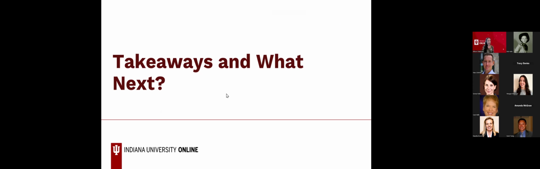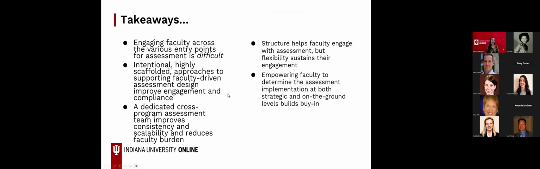So some of our takeaways and what's next. Engaging faculty across all of these different entry points for assessment is difficult. Assessment is hard, and getting collaborative investment and changing the culture of assessment at an institution is hard. Intentionally, highly scaffolded approaches to support faculty-driven assessment design can improve engagement and compliance. So having a structure in place helps significantly. Having a dedicated assessment team across programs can help scalability and reduce faculty burden.